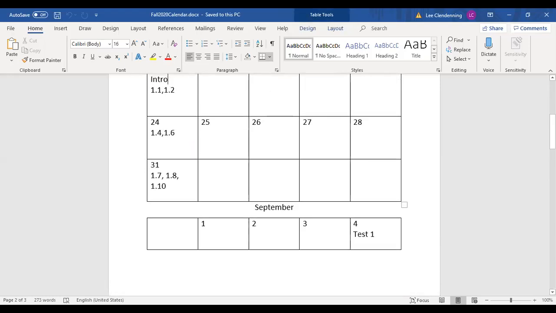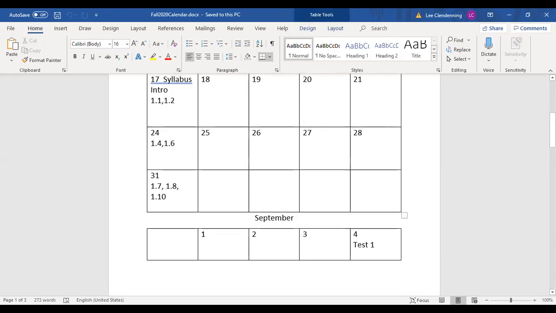So this first week is 1.1 and 1.2. Next week is 1.4 and 1.6. Next week is 1.7, 1.8, and 1.10. So we're not covering 1.3, 1.5, or 1.9. Test 1 is set for September 4th.